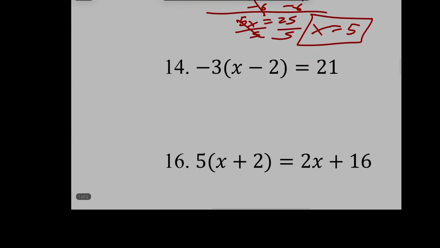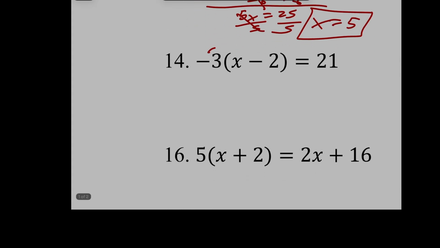Okay, number 14. Ooh, distribute a property. Negative 3 times x is negative 3x. Negative 3 times negative 2 is a positive 6. And then I just copy everything else. As soon as I see that number in front of a parenthesis, first thing I want to do is distribute.